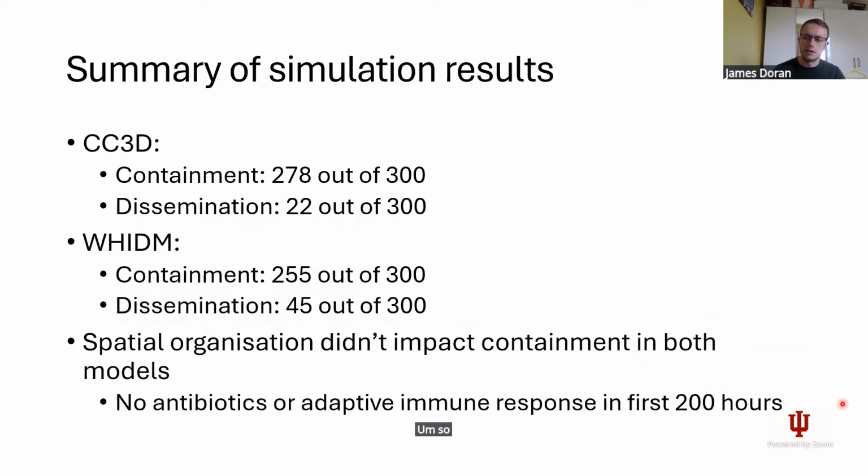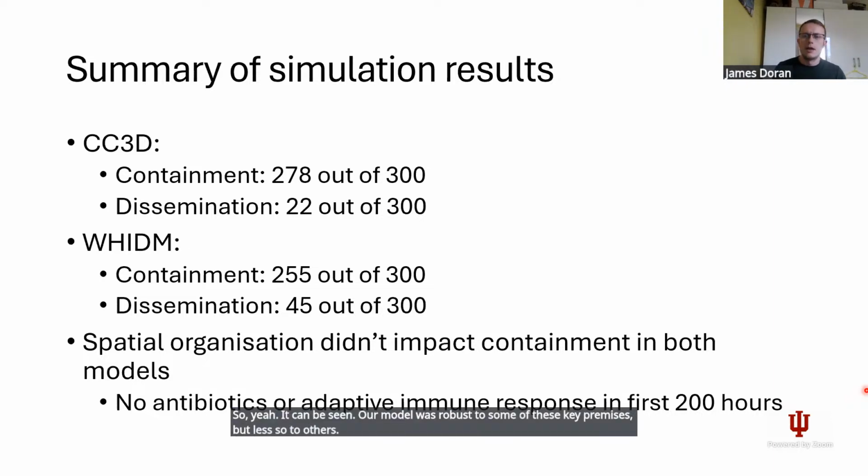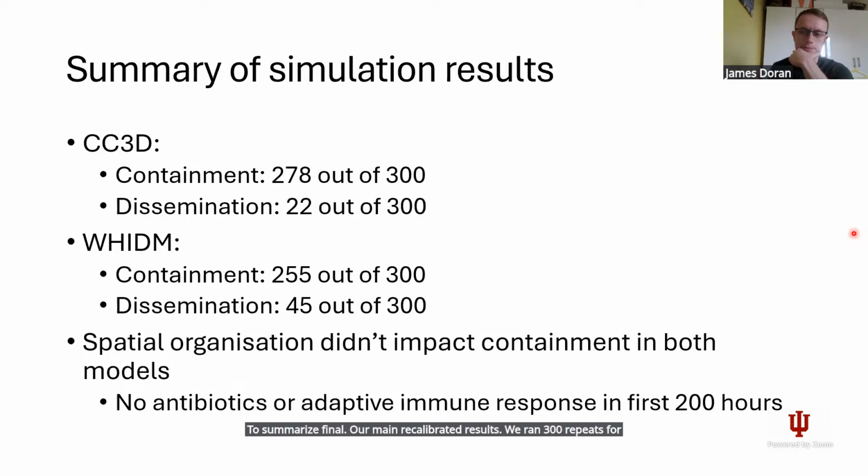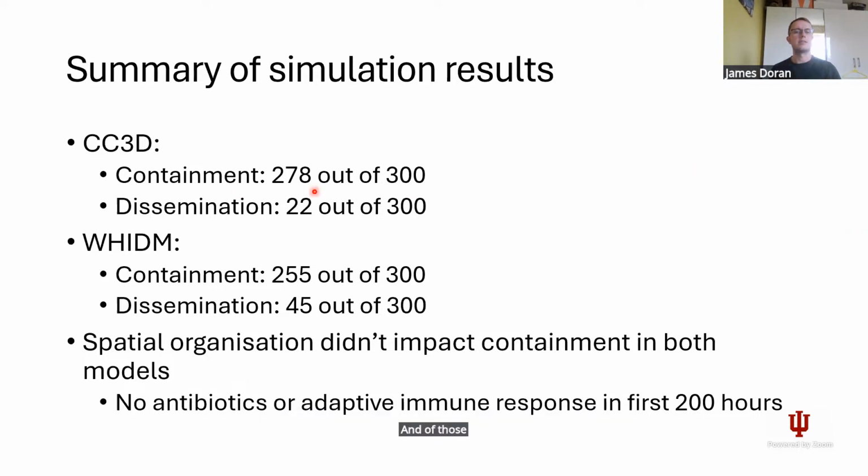So yeah, as can be seen, our model was robust to some of these key parameters, but less so to others. To summarize our main calibrated results, we ran 300 repeats for the CompuCell model, and of those, 278 led to what we defined as containment.